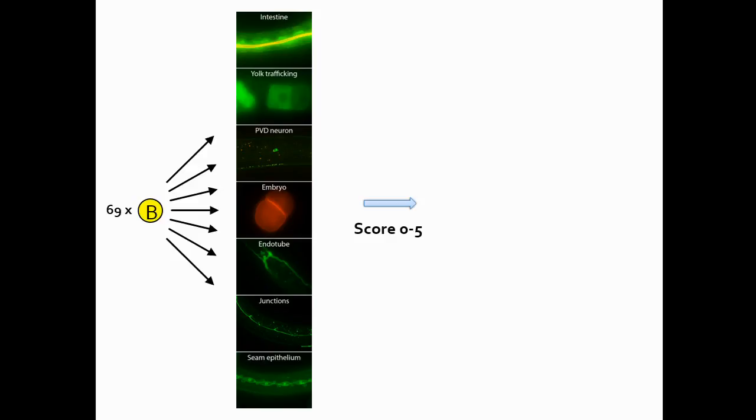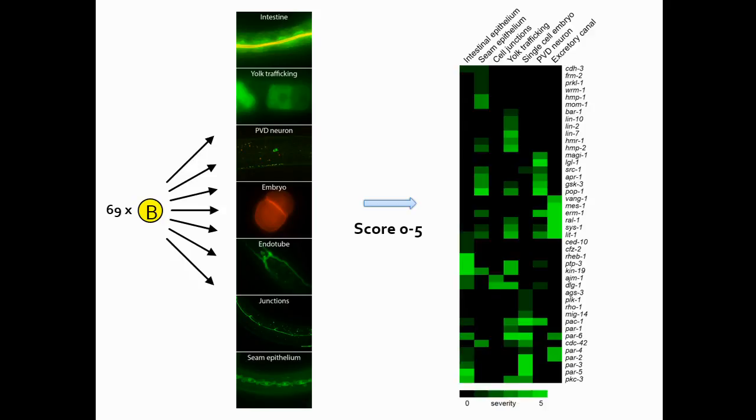And we scored them on a scale of 0 to 5 based on the severity of the phenotype. And to get an idea of how well the RNAi phenotypic signatures that we get match known functional associations, we used this information to perform unbiased clustering. And it was very gratifying to see immediately clusters coming out of proteins that are known to interact together, such as the PAR proteins, or the junctional components AJM-1 and DLG-1, or the LIN-2, 7, and 10 complex.